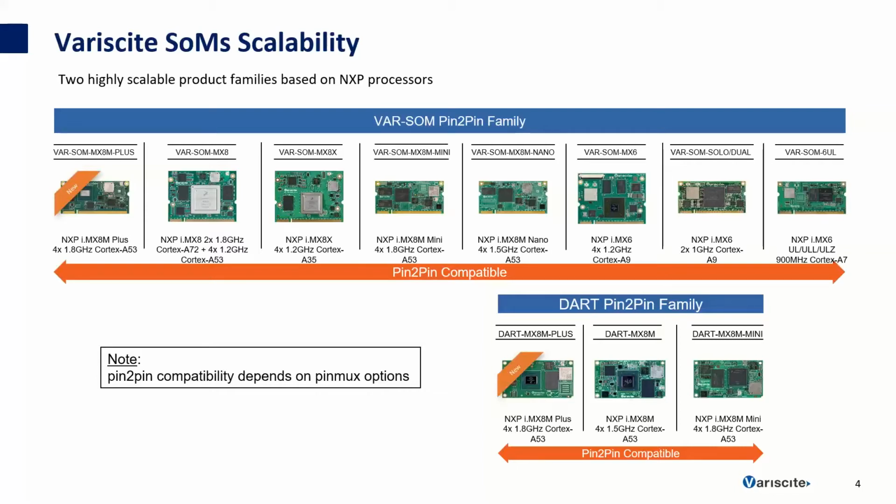The Dart family has a smaller form factor, but actually provides more interfaces in the connectors than the SOM family. This family is also pin-to-pin scalable, depending on the PinMux options that you select. And it allows you to scale from the IOMUX 8M Mini up to the latest IOMUX 8M+. So again, both of these SOM families provide scalability and processing capabilities while maintaining the same interfaces and form factor. This allows you to scale from the A7 and A9 processing capabilities all the way up to the latest A53 on the 8M+, depending on your product and application requirements.